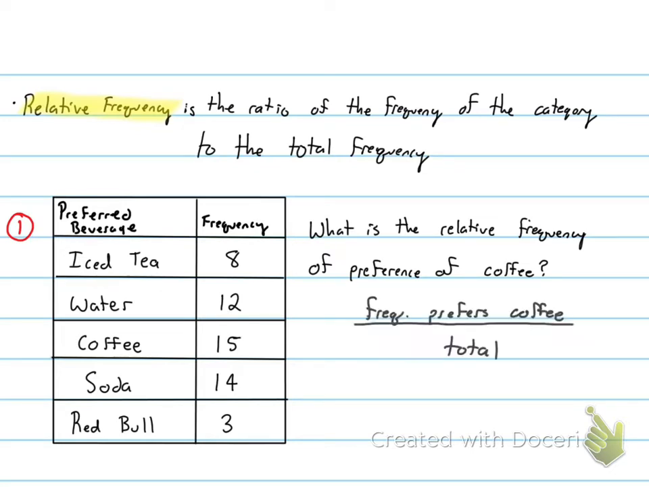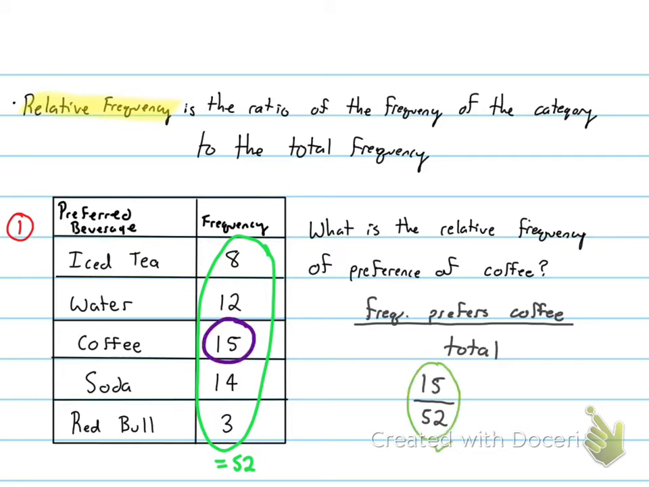All that I do here is I take the total number that preferred coffee, or the frequency that preferred coffee, over the total number of those surveyed. So I'm going to add up the frequencies of everything. I'm going to get that this equals 52. So out of 52 students that were surveyed, 15 said they liked coffee. That's my probability. Now, I also could put this into a decimal. Sometimes that's a little bit easier to think of or to visualize. So I could say about 0.29, or 29% of students said that they preferred coffee.